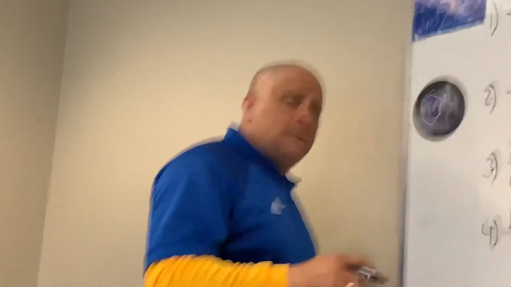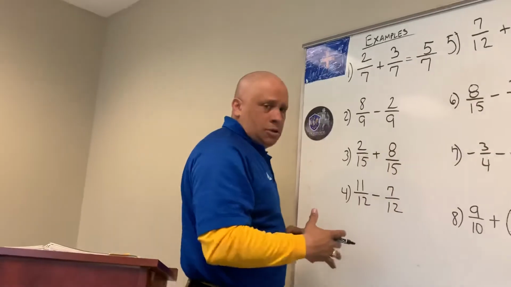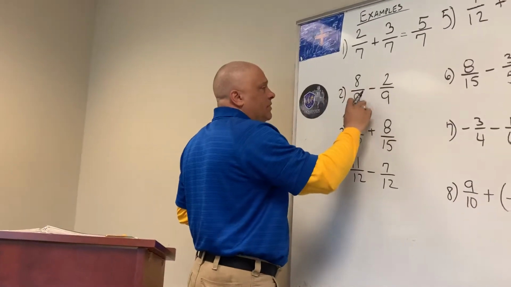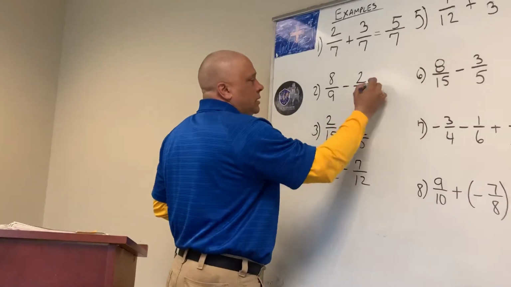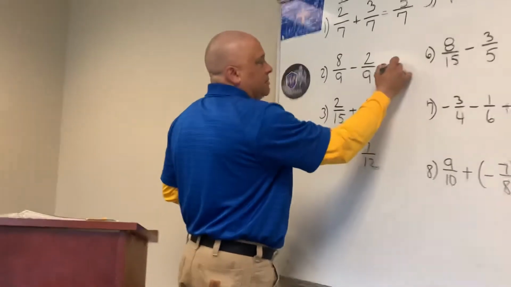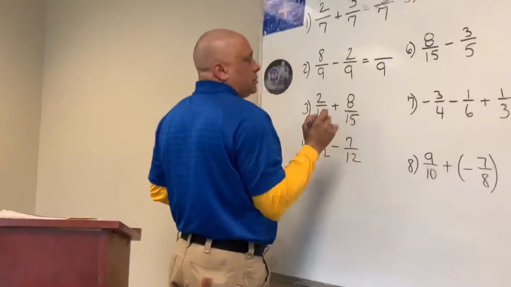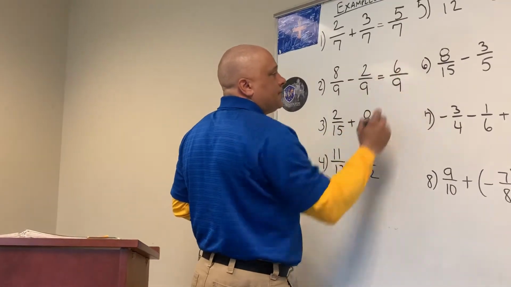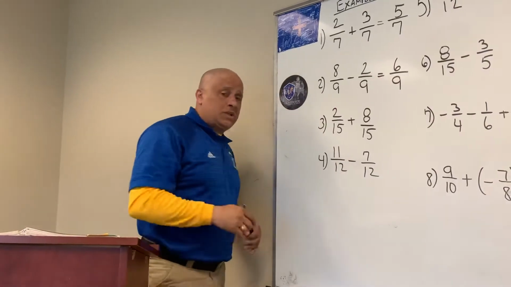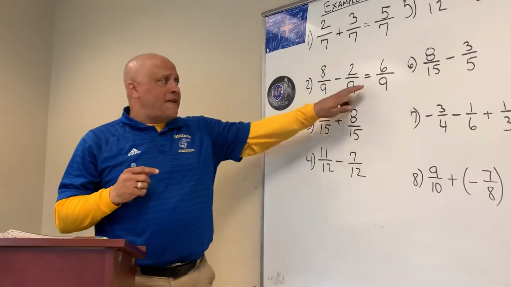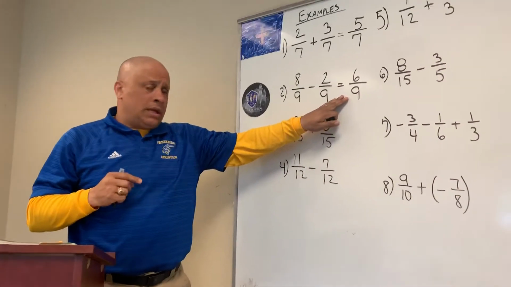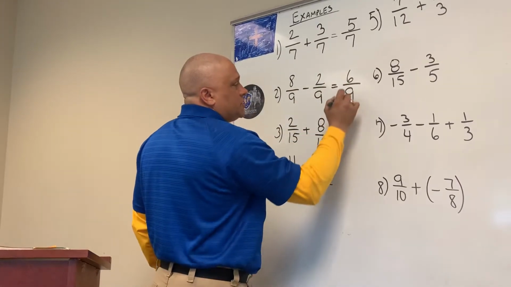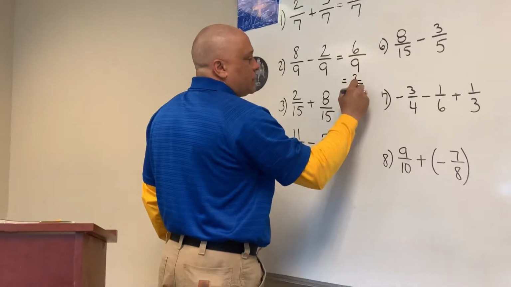For subtracting, it's kind of the same procedure. As you can see, for example 2, we have 8 over 9 minus 2 over 9. We keep the denominator of 9, and then we just subtract 8 minus 2, which is 6. Now we have 6 over 9, which means a common factor between these two is 3, and it is the greatest common factor. Once we divide by 3, we can reduce this down to 2 over 3.